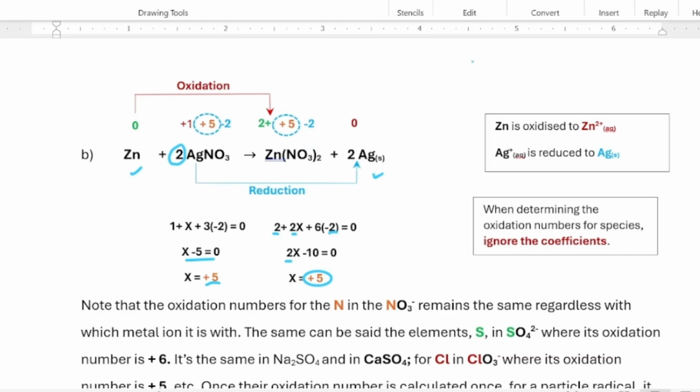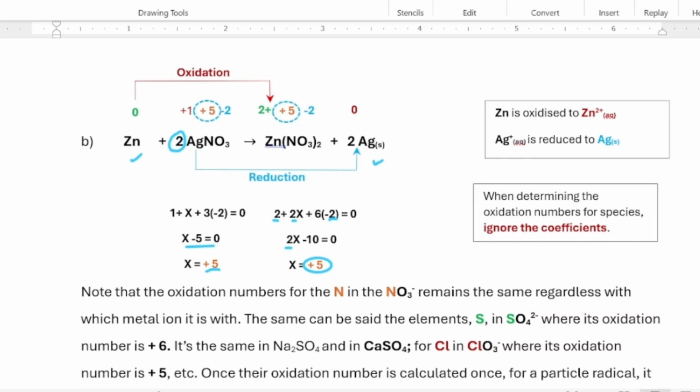Is this a redox reaction? Yes. Zinc is changed from 0 to a positive 2, and silver is changed from a positive 1 to 0. That's the oxidation there, and this here is a reduction. Point to note is this, that if you have found the oxidation number for, say, nitrogen in a nitrate ion here, you don't need to find what it is when it is with zinc, because in all nitrates, nitrogen has the same oxidation number.